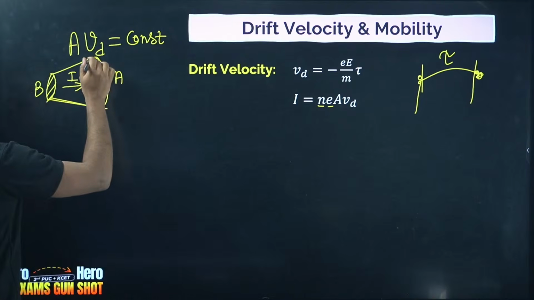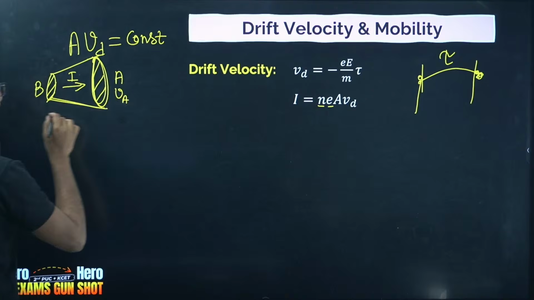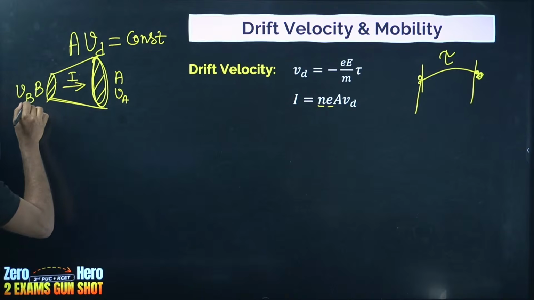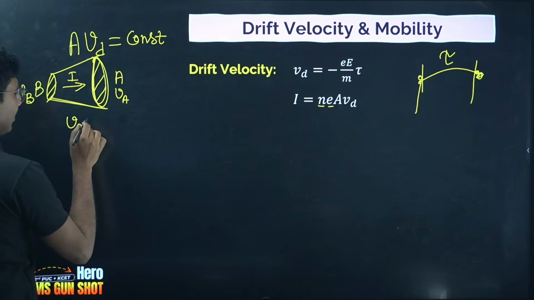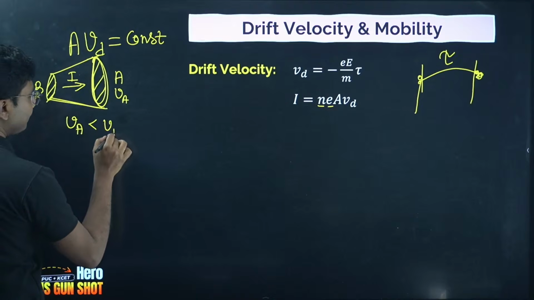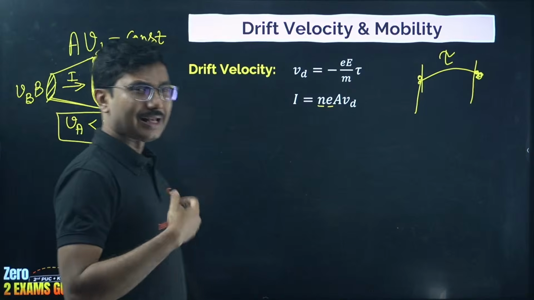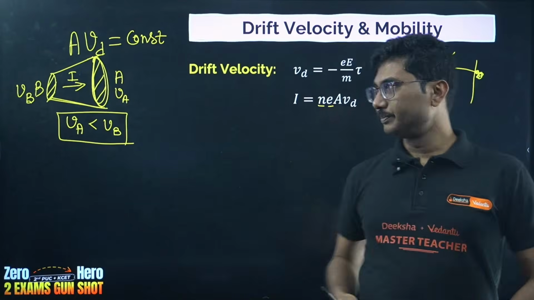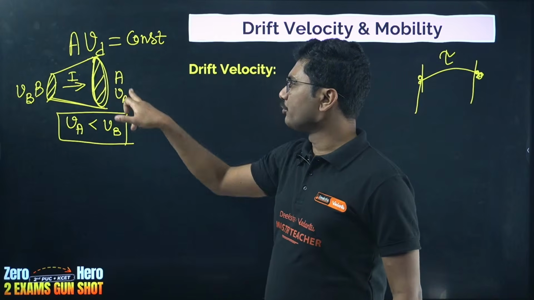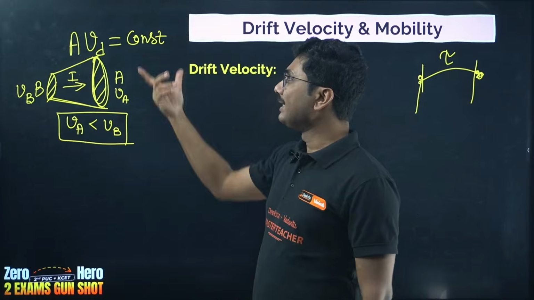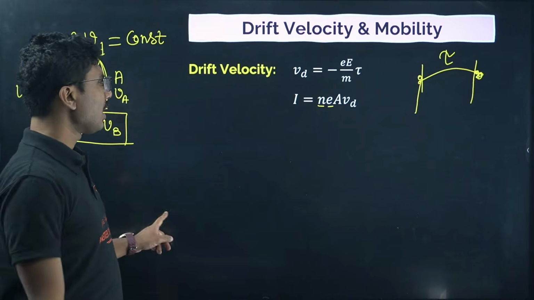In this case, as you can see, the area is more, so the drift speed, say, is vA, and in this case the drift speed is say vB. So vA is less than vB. The more the area, the less the drift speed; the less the area, the more the drift speed. Here the area is more, so the drift speed will be low. This equation is called the equation of continuity.